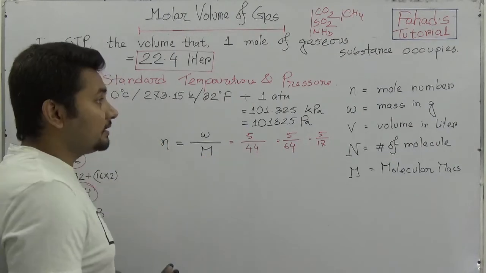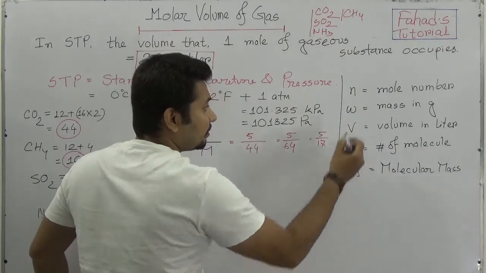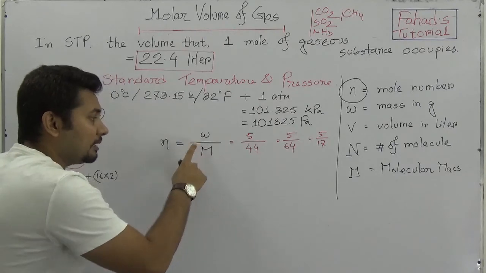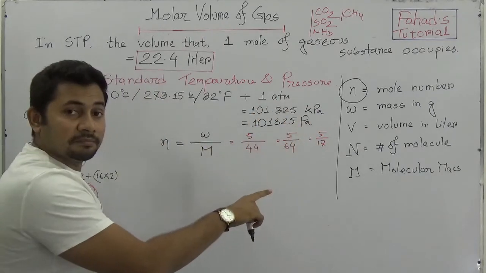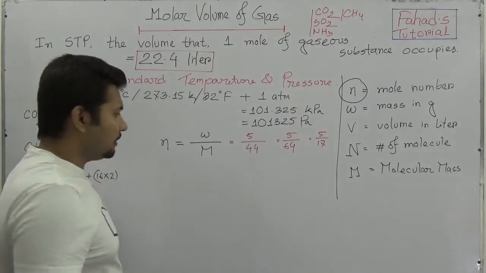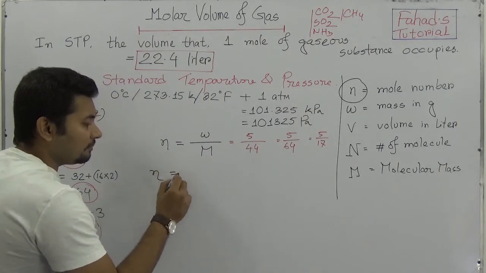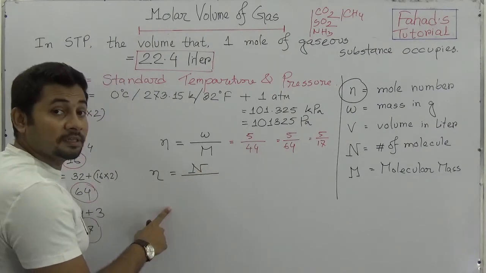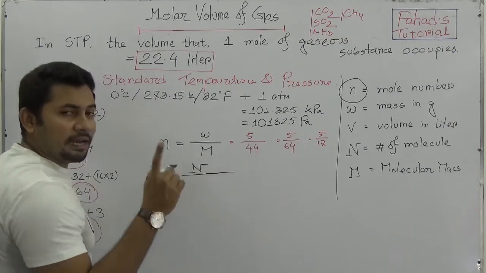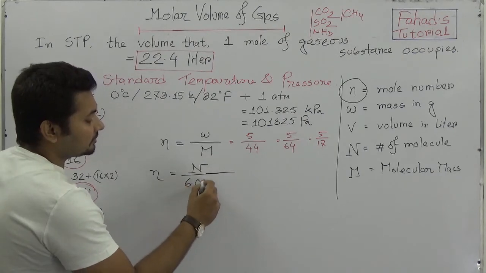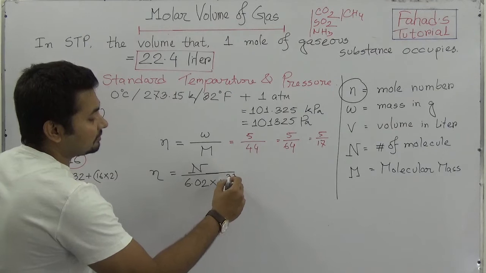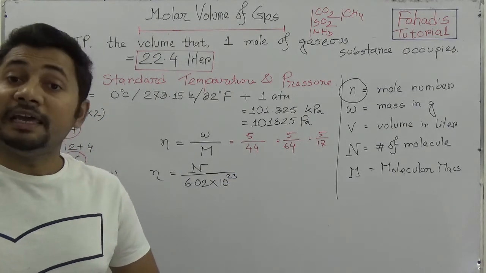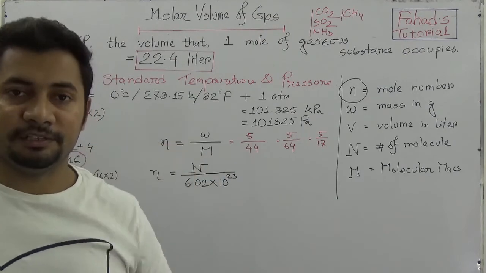So when we need to determine the mole number, we need to think mass upon mass, volume upon volume, number upon number. How? If you think about the mole in terms of number, then you need to think the number upon the Avogadro number, that is 6.02 times 10 to the power 23. Now you think the mole number of any gaseous substance in number of molecule.